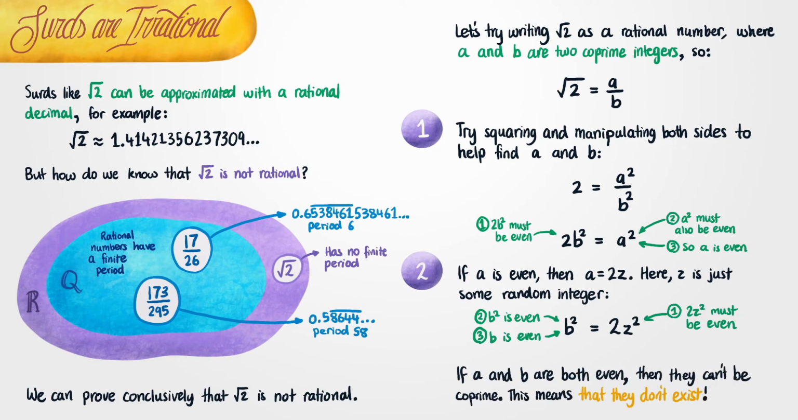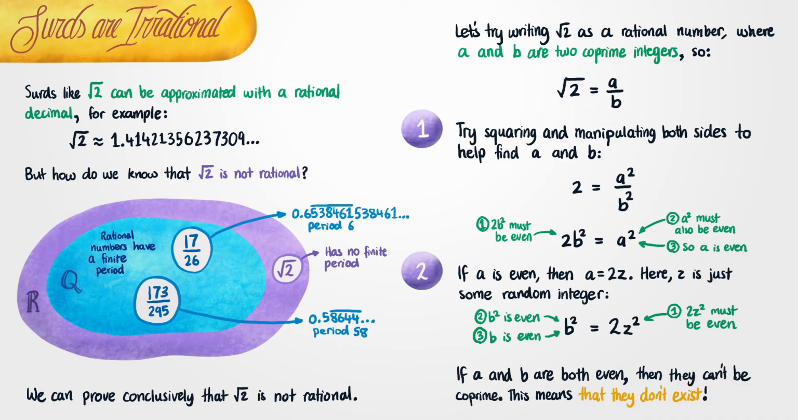So to read the argument to you one more time, if a and b are both going to be even numbers, then it is totally impossible for them to be coprime. That immediately tells us that this a and b does not exist. It is totally impossible to write the square root of 2 as a over b, where a and b are two integers. So at this point, I'd just like to summarize this lesson.